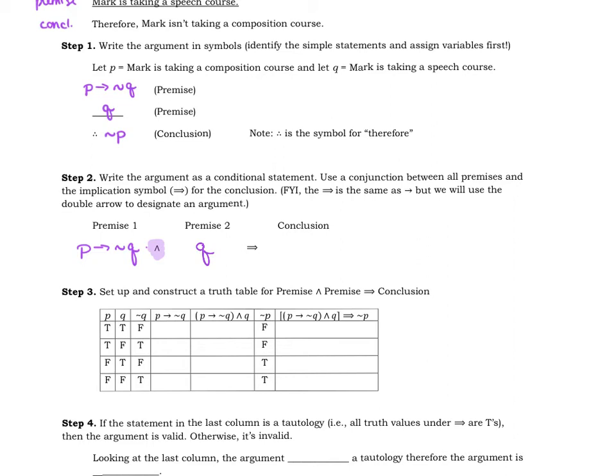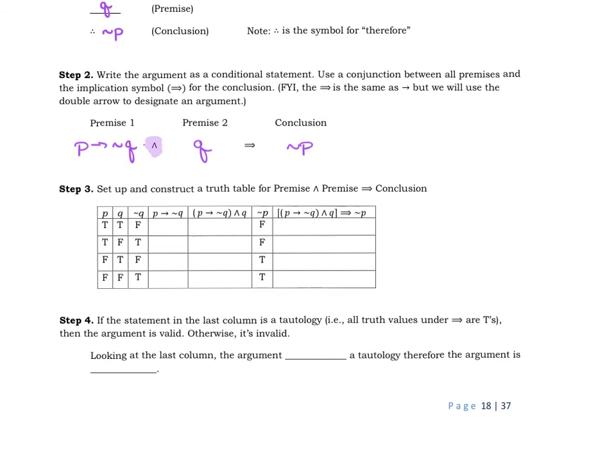And then our implication, this just means we're trying to make an argument here. Does that give us not P? This is what we're trying to figure out. So from there, we go to a truth table.